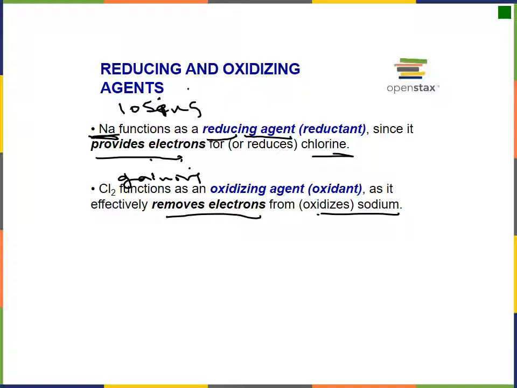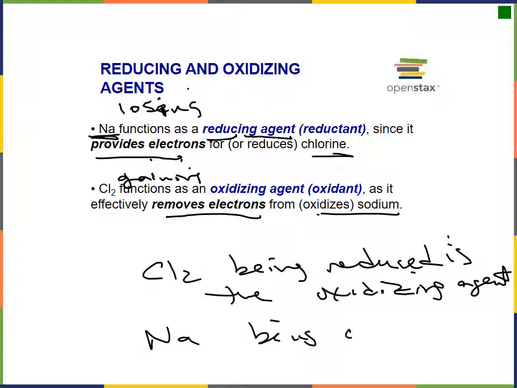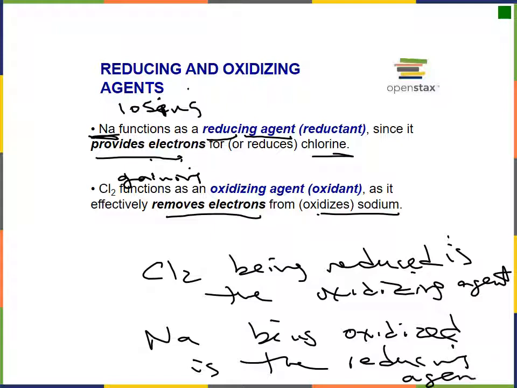So whatever is being reduced, so chlorine being reduced, is the oxidizing agent, causing the other one. Therefore, sodium, which is being oxidized, is the reducing agent. Now, we can also say oxidant and reductant, but mostly we say oxidizing and reducing agent.